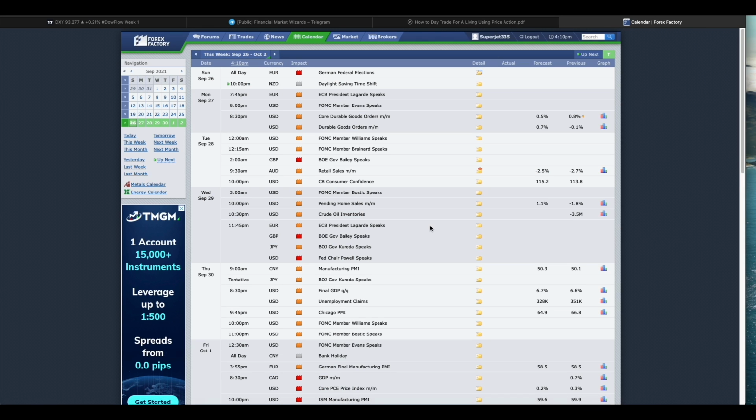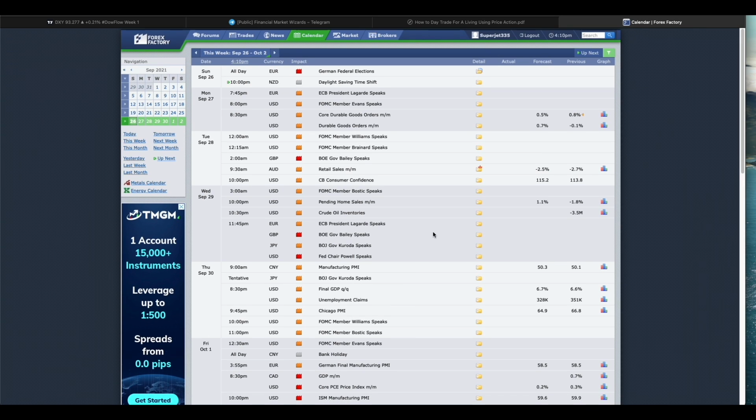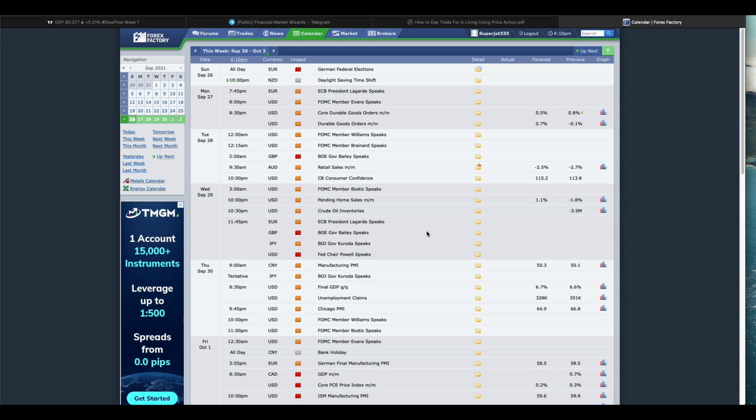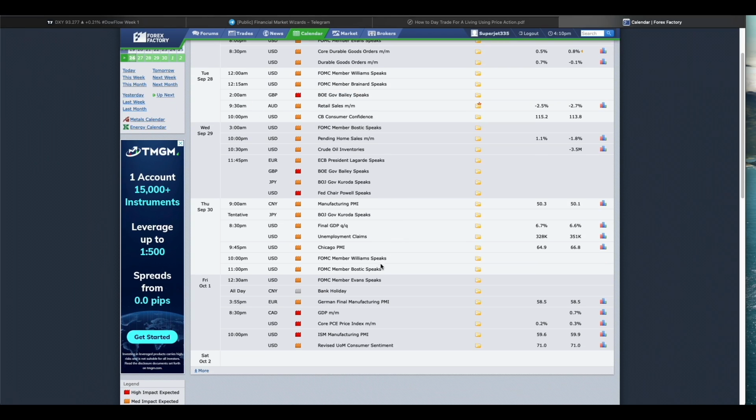So if we just jump over to the economic calendar right here, you can see that next week there's speeches after speeches. You have this ECB speech here, you have FOMC speech here, you have BOE speech, you have another speech, another speech, another speech. So next week is looking like a horrible week to trade.